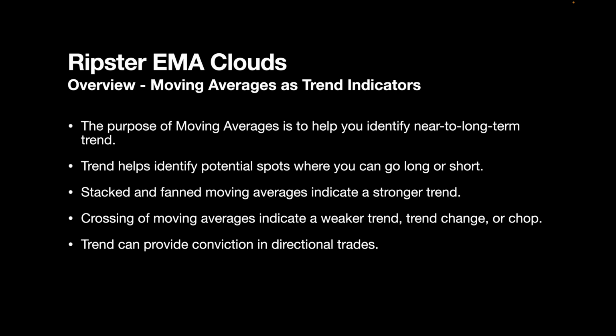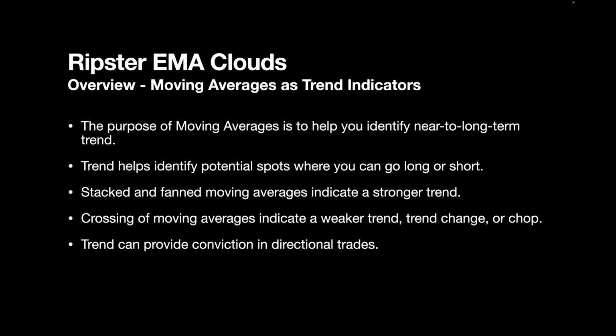And then stacked and fanned. If you use multiple moving averages, when they're stacked on top of each other or below each other, and then they're spread out, meaning they're fanned out, the more of that you see, it typically indicates a stronger trend in that direction. And when it gets to a certain point where it's so fanned out and price action is so far away from stacked moving averages, typically you're going to get a pullback to those moving averages. So that's something that you can watch for.